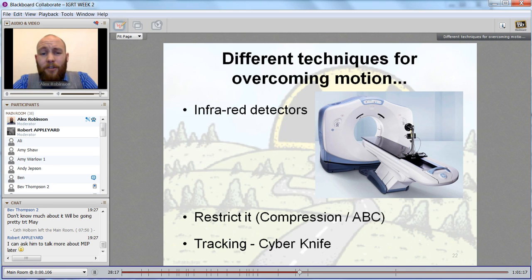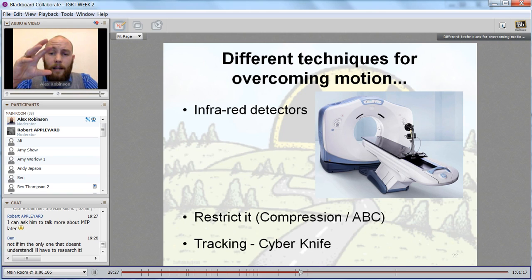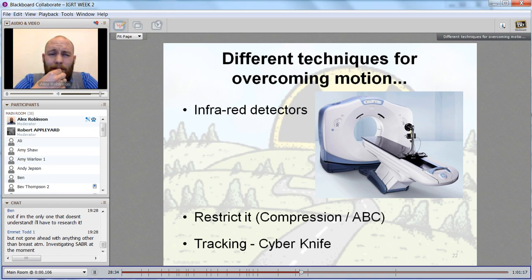So other systems that are out there, I know that Varian use an infrared system. What they essentially place on the patient is a tube which uses infrared beams to detect the motion. Okay. I'm not sure if the Varian system allows you to do a slow breathe scan. Maybe someone could let me know in the discussions later on.